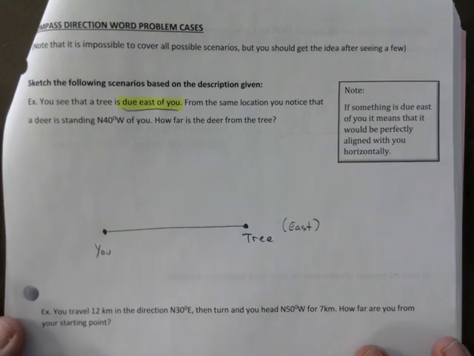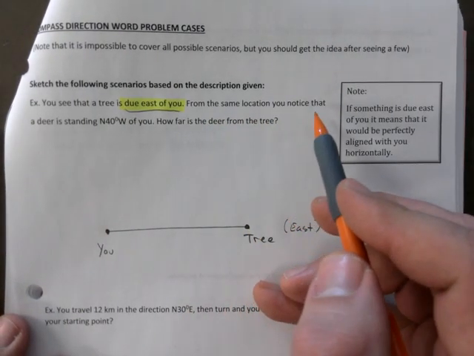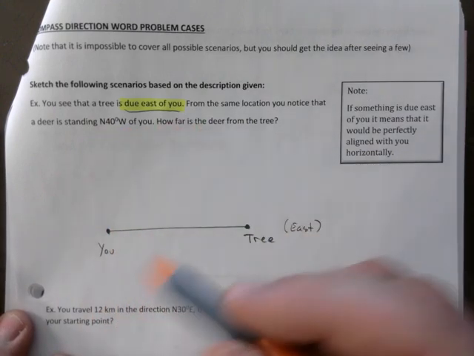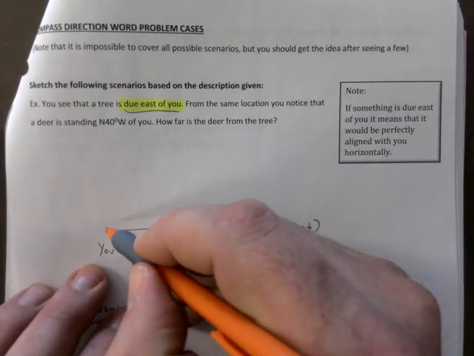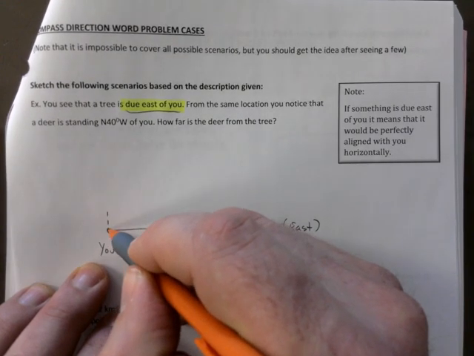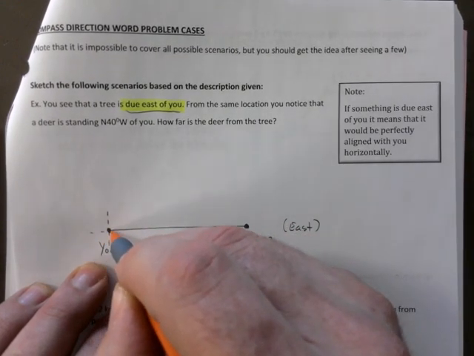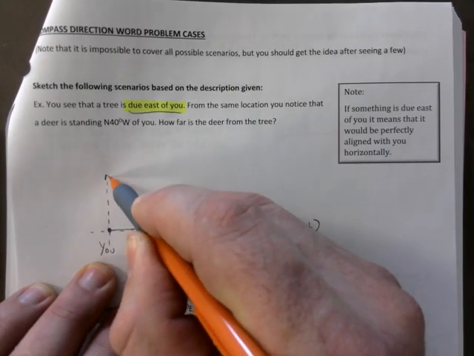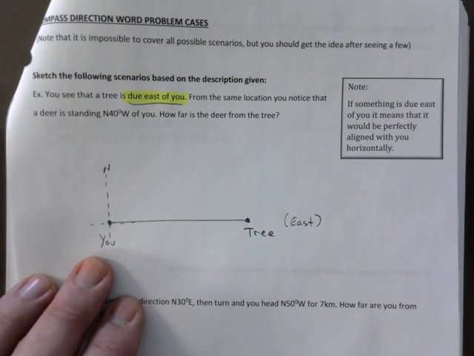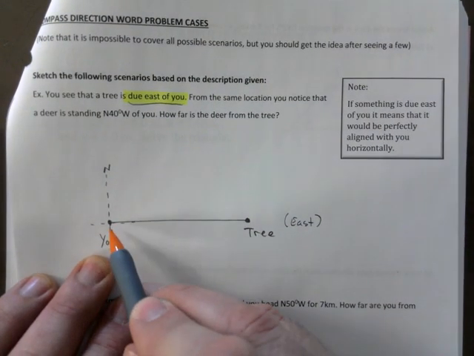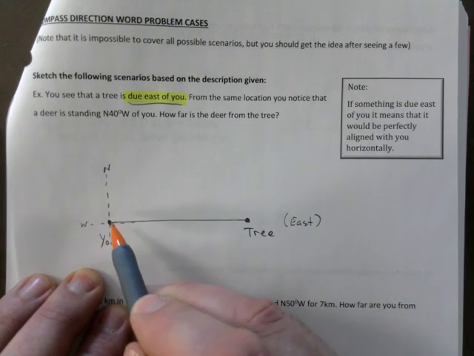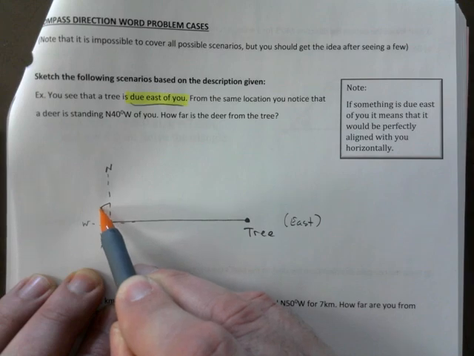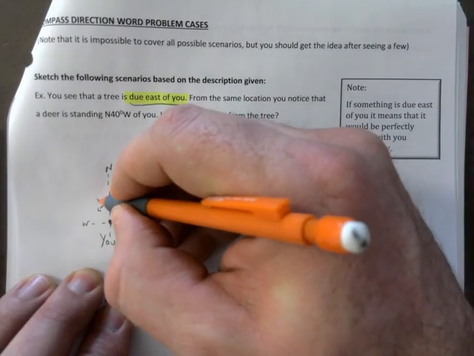And then what does it say? From the same location, you notice that a deer is standing north 40 degrees west of you. So watch what I do here. I go back to where I am, and I should have done that right from the get-go. As soon as you notice these are compass direction questions, this is your north line, right? This one right here, your imaginary north line. And so if this is west here, that means you're going to go up that dashed line and turn 40 degrees towards the west. 40 degrees right there.